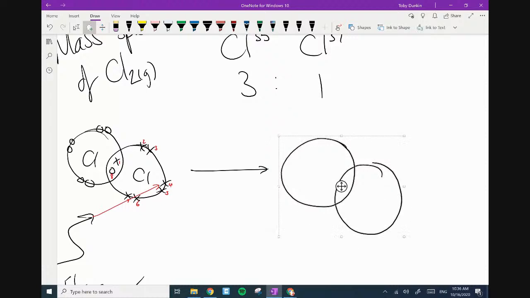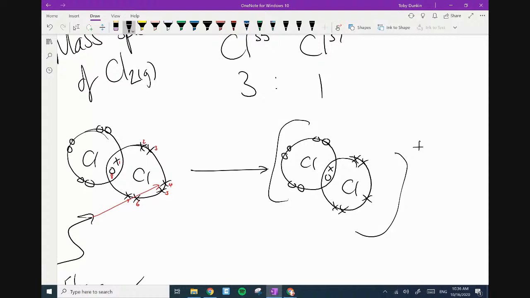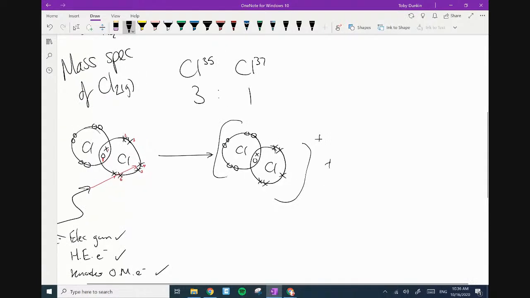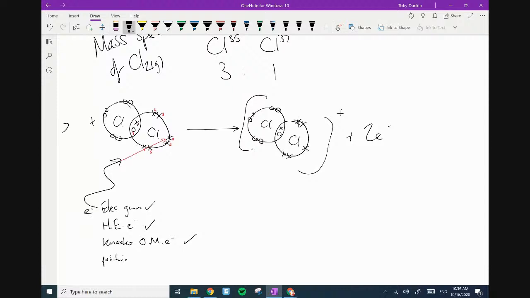A massive difference. Okay, so this is what we've now just made. We've now made a chlorine molecule, and now one electron is missing. So I have now made, thanks to Anch, this guy, and the whole thing is in brackets +1. I've got 2 electrons spat out, because one of them was the high energy electron, and the other was the electron I had. The equation, of course, was this: the electron from the electron gun, and then 2 electrons spat out.